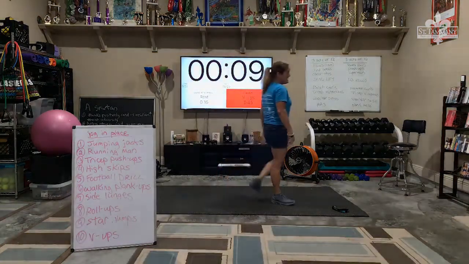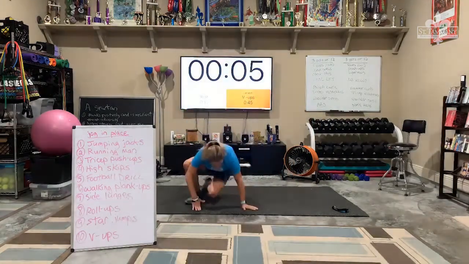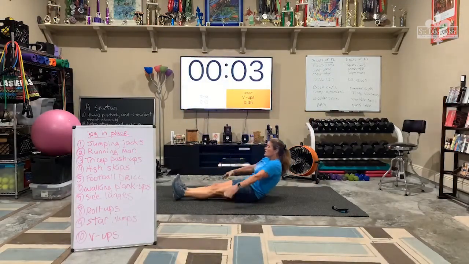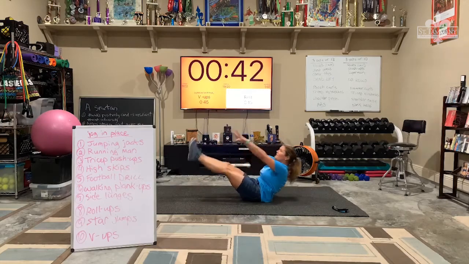Now this last one is going to be for the abs. V-ups for 45 seconds. So, three, you can do here. Two. Lay flat on the ground. V-ups. Bring your arms off the ground and your feet off the ground.